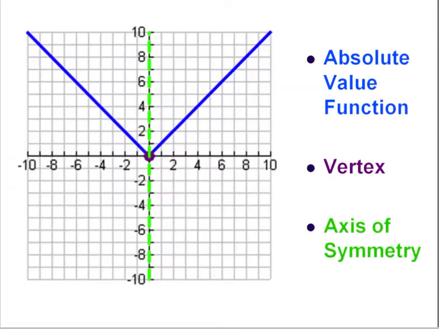Okay, now next, the absolute value function is the blue graph, the blue line. Your vertex here is the purple dot, and your axis of symmetry is the line x equals 0. So if you were to write the ordered pair, for every point on this line, the x value would be 0.